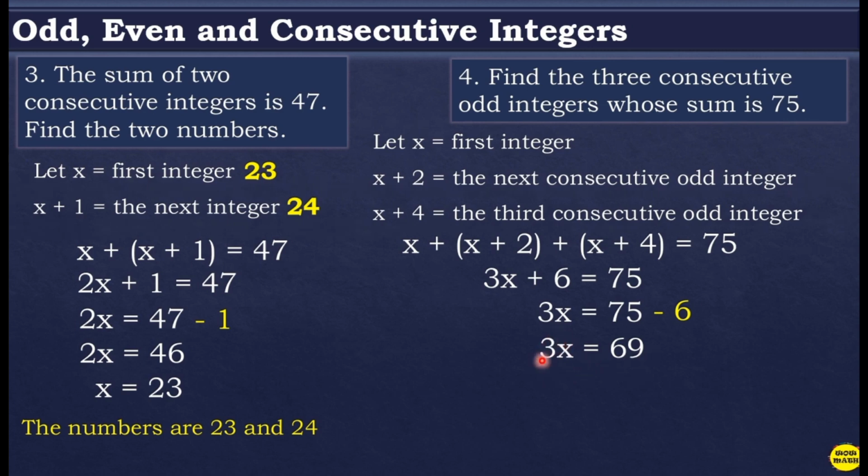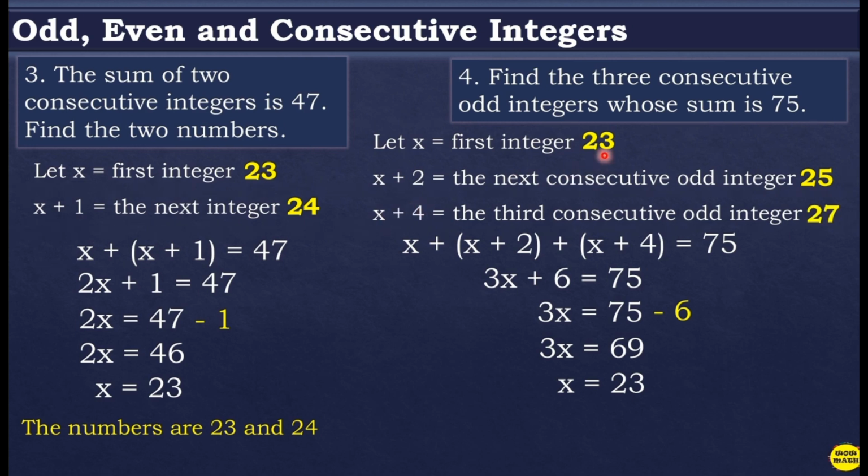Now, divide both sides by 3. So 3x divided by 3 is equal to x, and 69 divided by 3 is equal to 23. Therefore, our x is equal to 23. Since the first number or the first integer is 23, the next consecutive odd integer is x plus 2, or 23 plus 2, which is 25. And the third consecutive odd integer is 23 plus 4, which is 27.